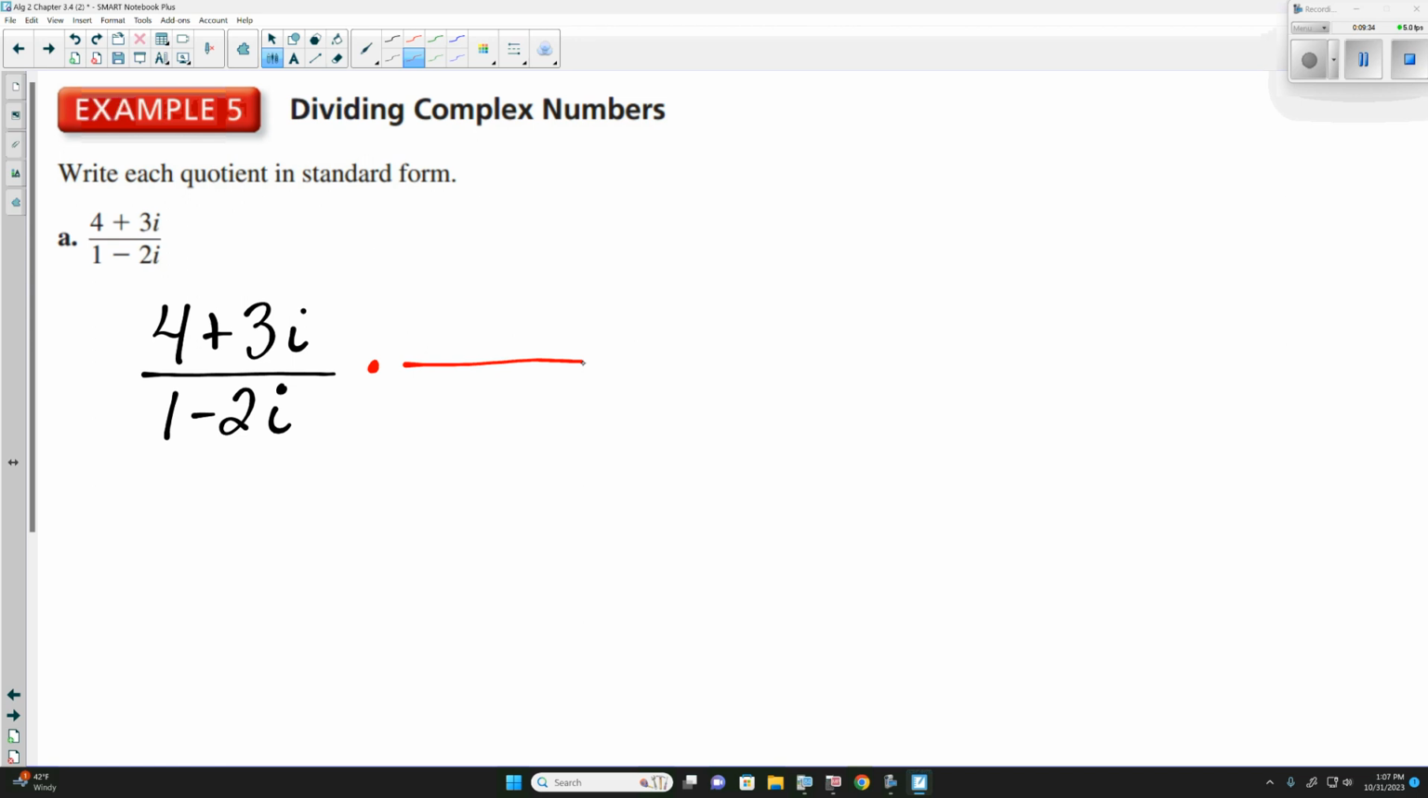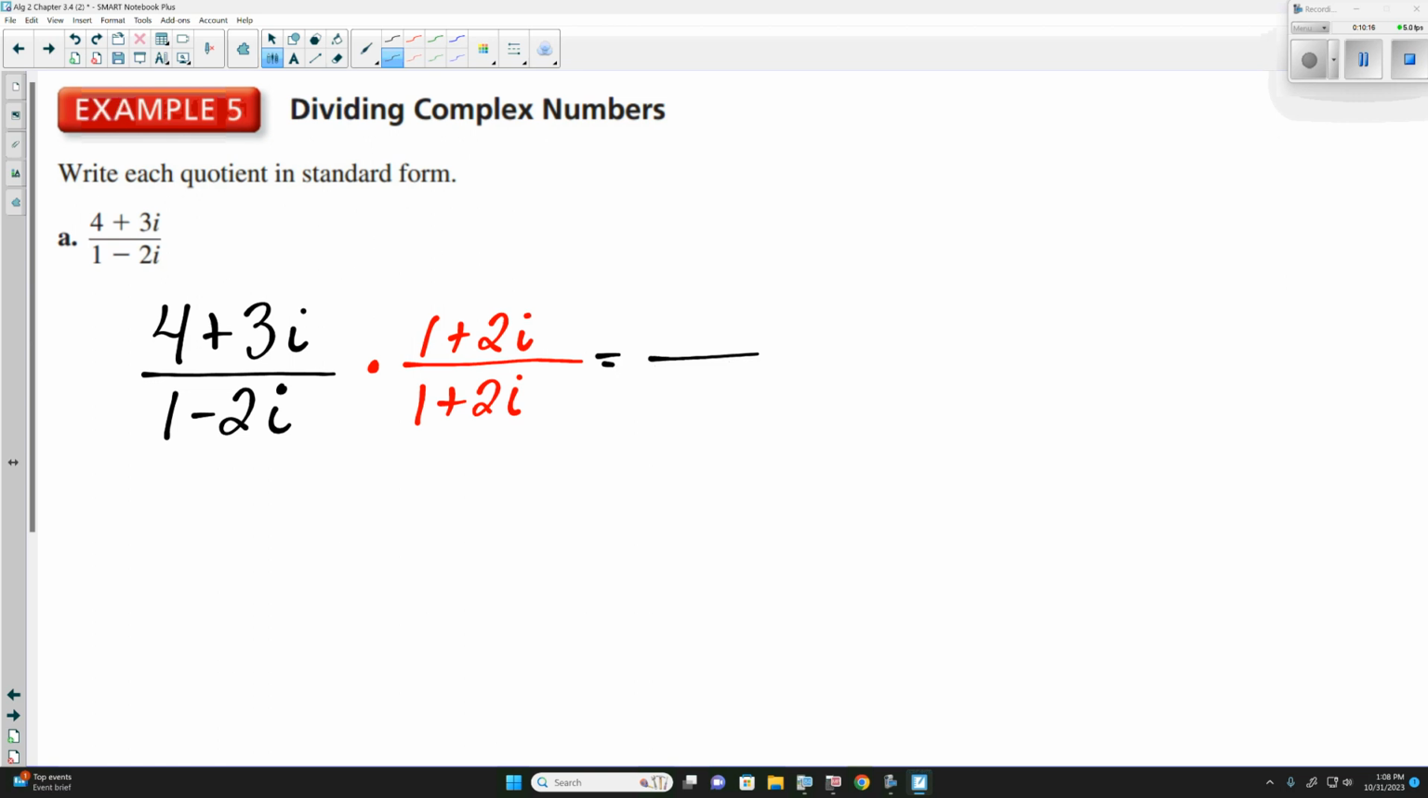Now, the main issue is that we have i in the bottom of the fraction. We need to get rid of it. And we've seen a way to get rid of i by multiplying a complex number by its conjugate. Because the complex number and its conjugate, when multiplied together, reduced to a single number. We didn't have i anymore. So what's the complex conjugate of 1 minus 2i? 1 plus 2i.